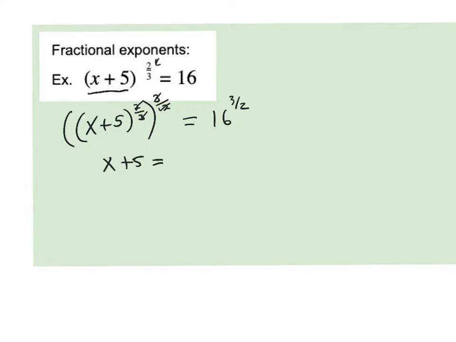plus 5 equals, and then we have 16 to the 3/2 power. So you can put that into your calculator just as it looks. You just put in 16, hit the caret symbol, and then do 3 divided by 2, and you should end up with 64. Because what this means is you want to take the square root of 16 and then cube it. So that would be 4 cubed, which equals 64.